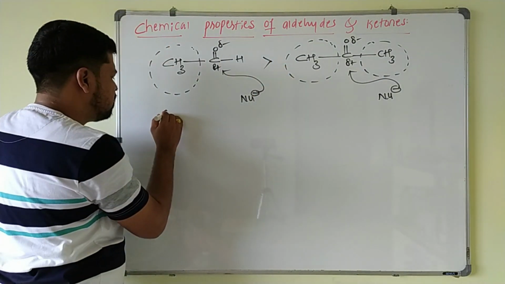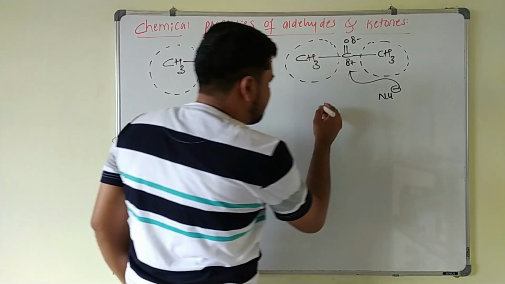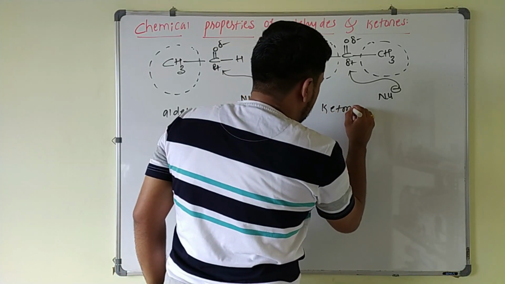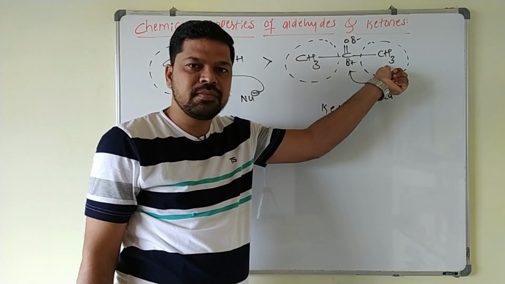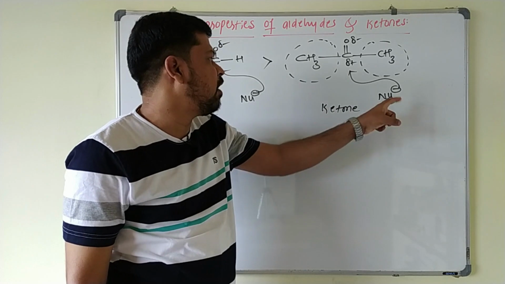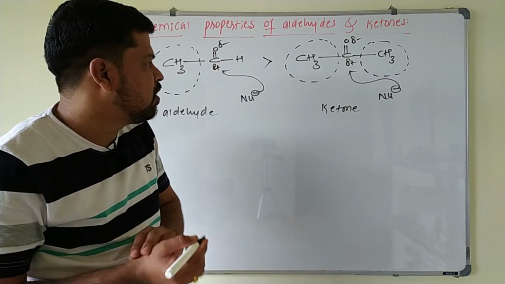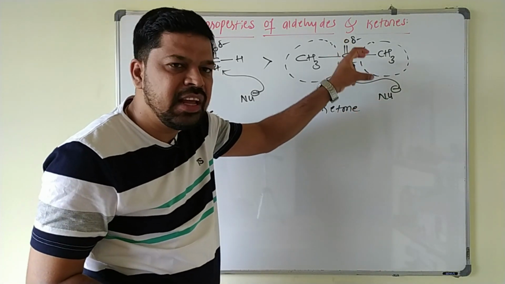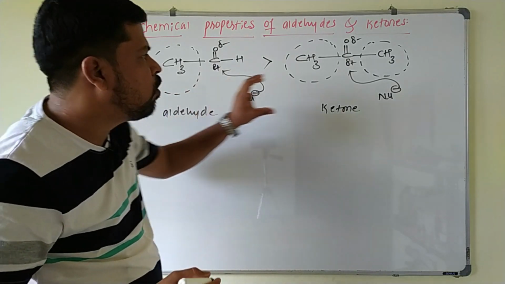Ketones. This is your aldehyde, due to what? Steric hindrance. So this is your ketone. In case of ketones, due to presence of two alkyl groups, they will sterically hinder the approach of the nucleophile towards the carbonyl carbon, so that here nucleophile cannot easily attack the carbonyl carbon. That's why what happens? Aldehydes are more reactive than ketone.